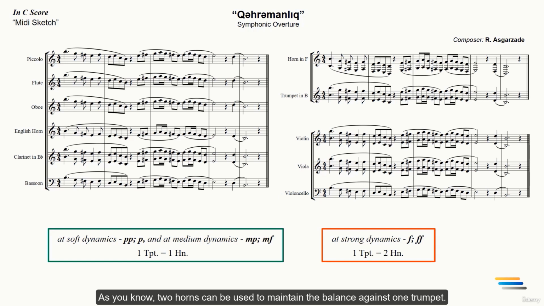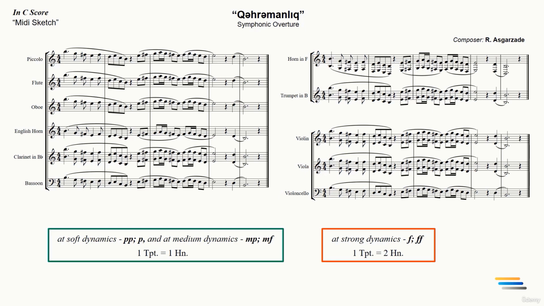As you know, 2 horns can be used to maintain the balance against 1 trumpet. This means that B3 must be played with at least 2 horns in unison.